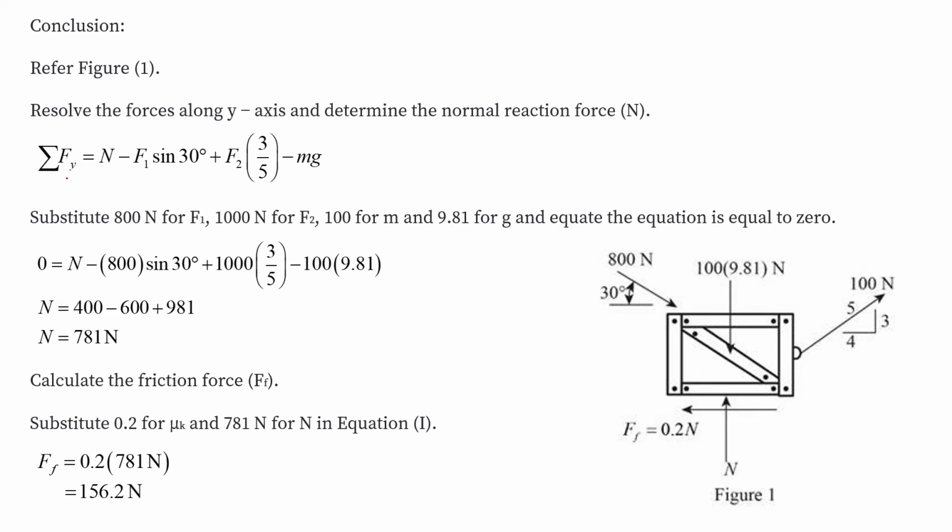So here as we know, we can write the summation of vertical forces, which is equal to 0. We can write it as N minus F1 sine 30 plus F2 into 3 divided by 5 minus mg will be equal to 0. So as we equate it equal to 0, we can write the value of normal force, that comes out to be 781 Newton. Now from here, as we know the value of normal force, let's multiply it with the coefficient of friction, which is 0.2. So from here we can write the value of friction force, that comes out to be 156.2 Newton, but it's in backward direction.